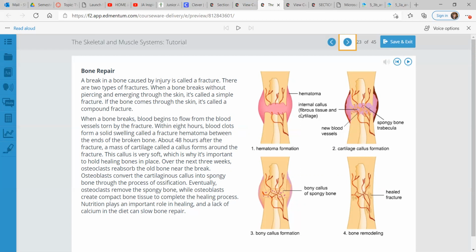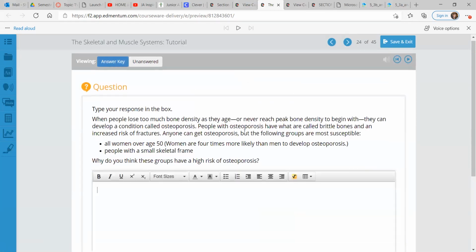So we have the hematoma formation here, the callus formation, bony callus formation, and then healed fracture. Really interesting stuff. So within 8 hours of a fracture, blood clots. Then we have a callus form. Then we have the osteoclasts breaking down bones, osteoblasts creating new bones, and the fracture eventually heals.